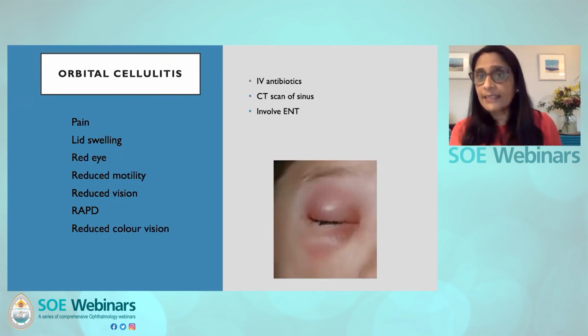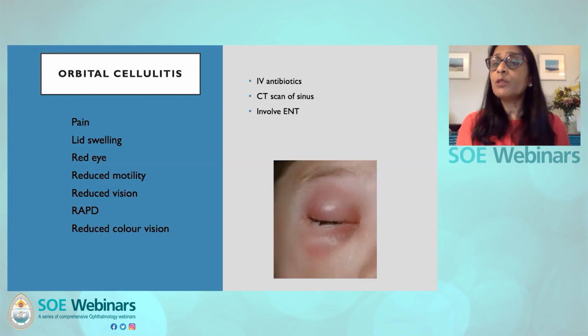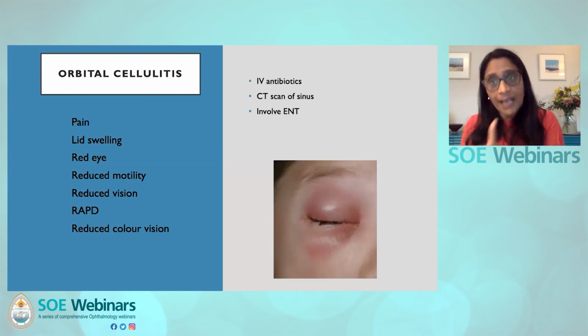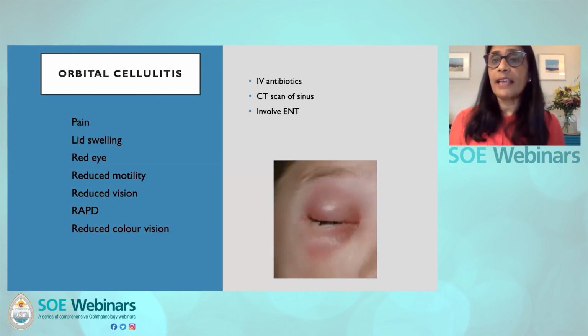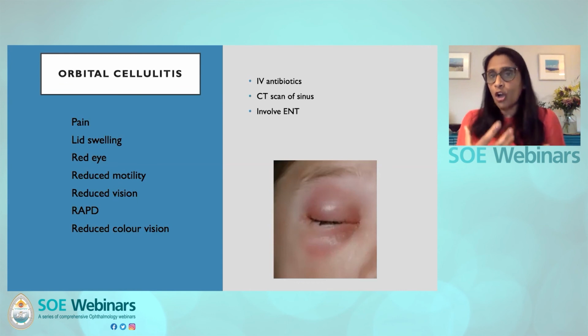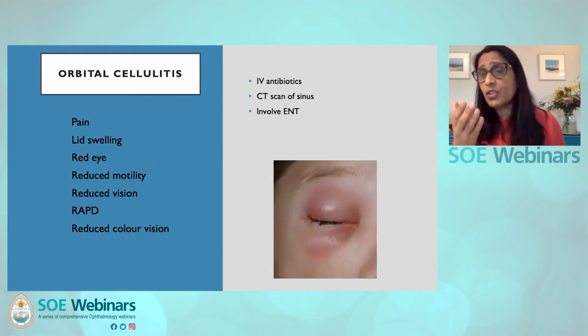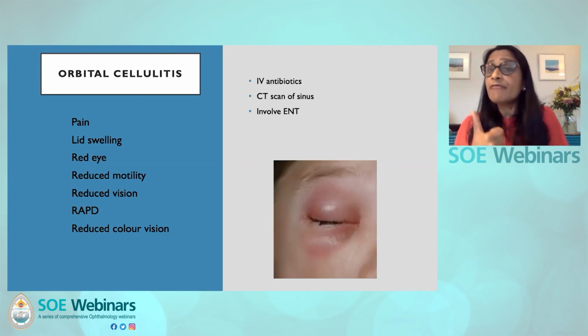Finally, orbital cellulitis. Again, this is an emergency because if it's not treated, the vision goes because of the damage to the optic nerve. So how do these patients present? Sometimes they will present with a preseptal cellulitis, which can then become orbital cellulitis. So they will present either with a history of a cold or a cough, or they will present with pain, lid swelling. And although the lid is swollen, it is our job to open that eye and look at the eye. Is the eye red?